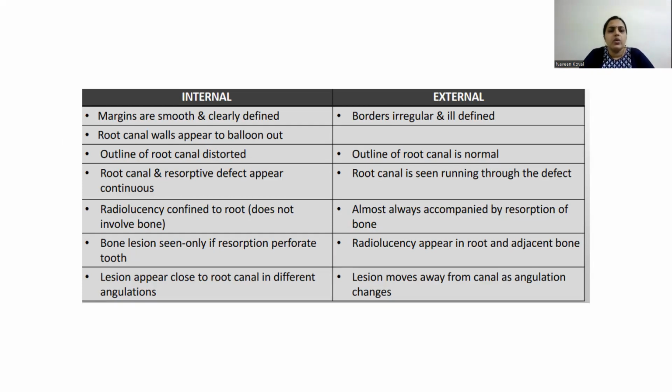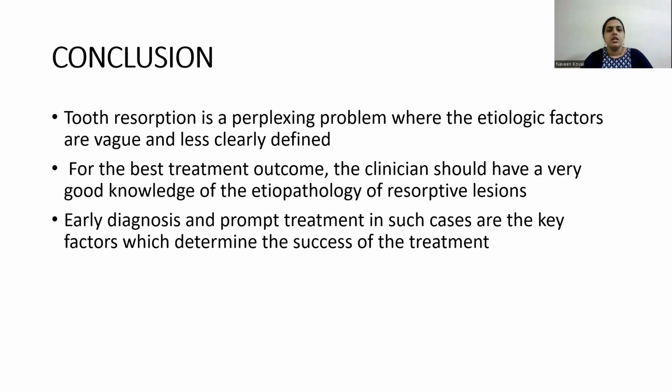In internal resorption, the radiolucency is confined to the root and does not involve bone. External is almost always accompanied by resorption of bone because it mostly affects the external surface of the root. In internal, a bone lesion is seen only if the resorption perforates the tooth, whereas in external, radiolucency appears in the root and adjacent bone. Then in internal, the resorption lesion appears close to the root canal at different angulations, whereas in external, the lesion moves away from the canal as angulation changes. So this is very important. This table shows the difference between internal and external resorption.